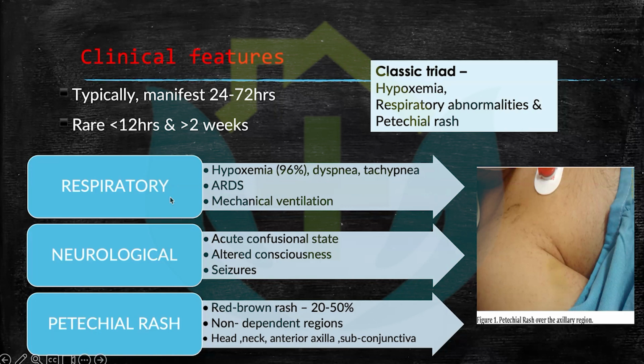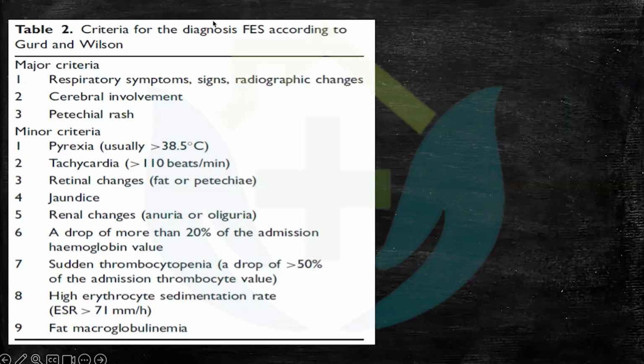The respiratory manifestations can range from mild hypoxia requiring low flow oxygen to severe hypoxia and ARDS like features. Neurologically, they can have altered sensorium, they can also precipitate seizures, and they can also land up in coma. And they have a petechial rash, especially in the upper body part, like shown in the picture. You have small red rash that is spread in the upper body part, and you can also see it in the conjunctiva.